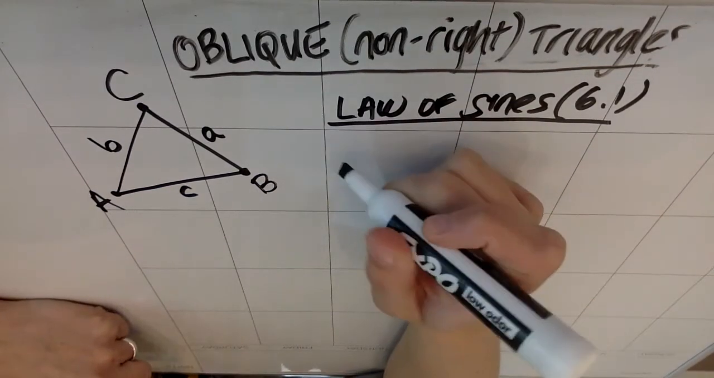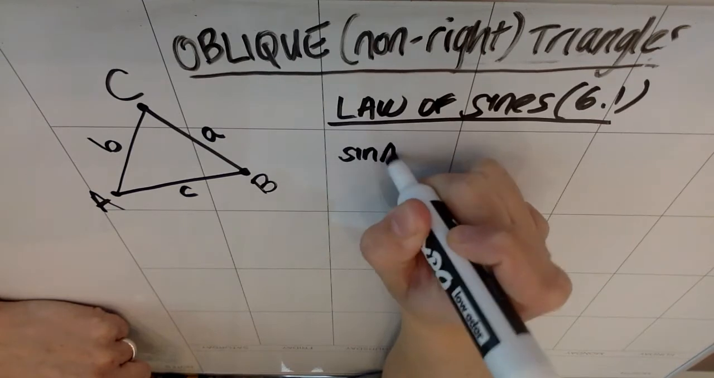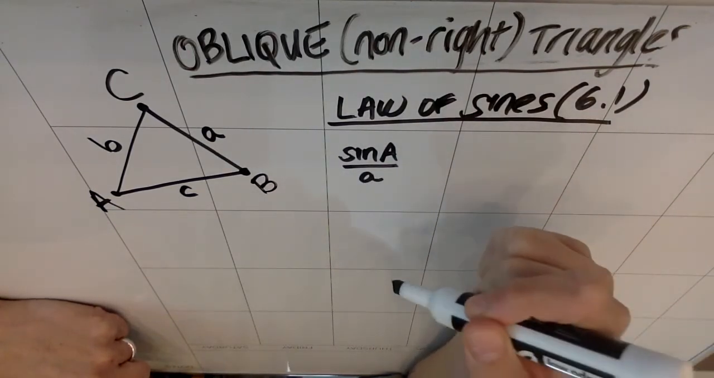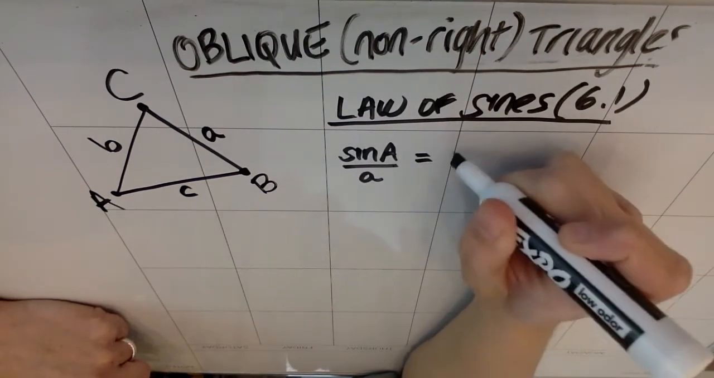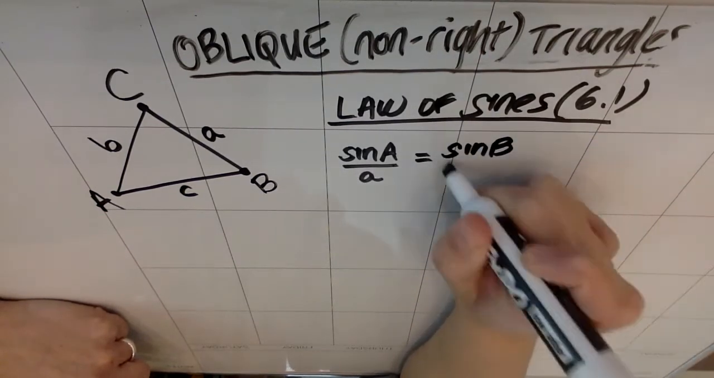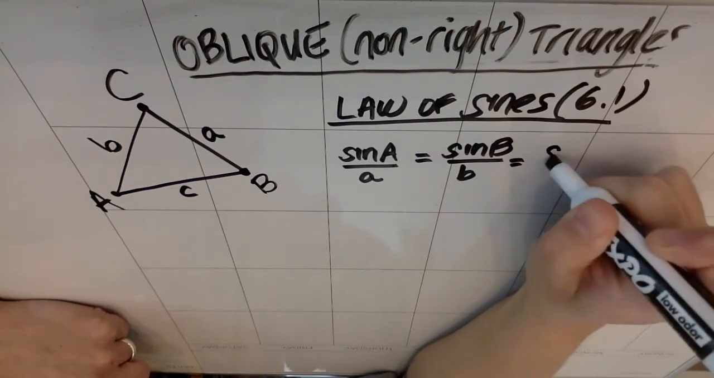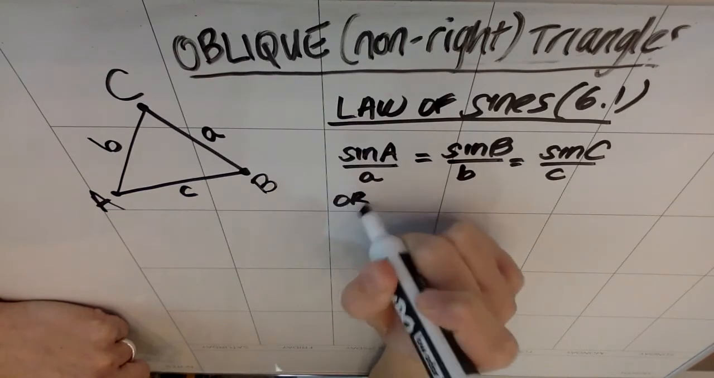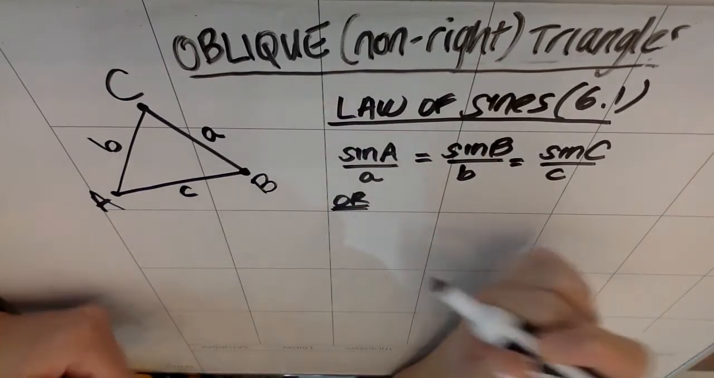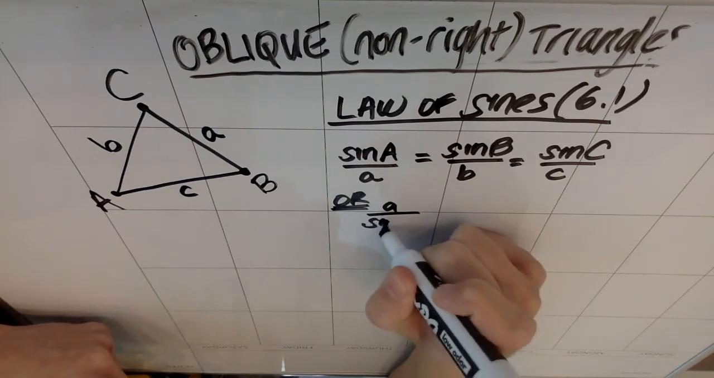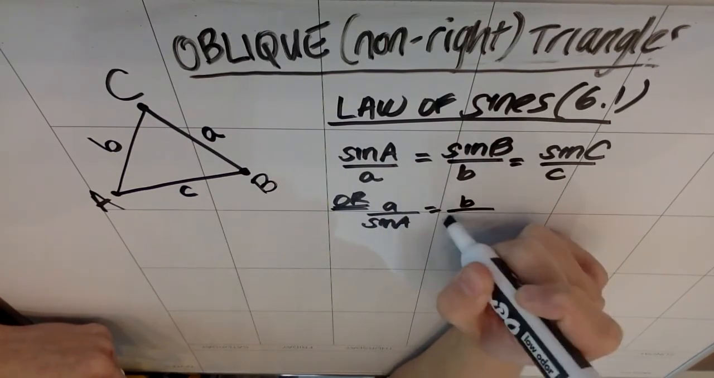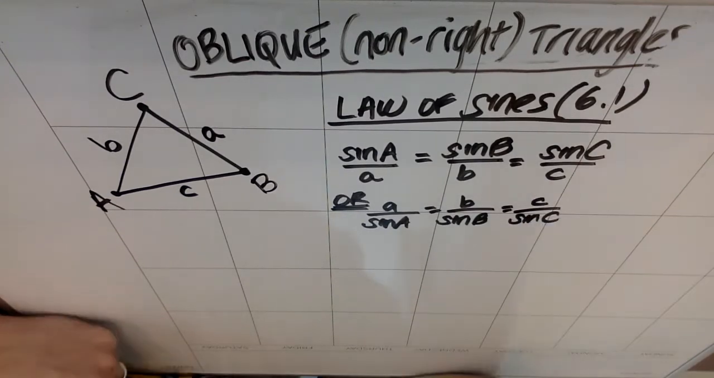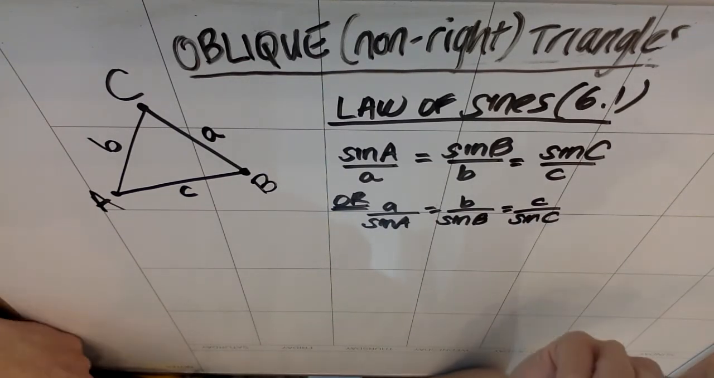So the law of sines says that the sine of angle A over side a, so the ratio of the sine of A to the side little a, is equal to the ratio of sine of big B over little b, is equal to the ratio of sine of big C over little c. Or if you wanted to flip all of those fractions, the reciprocal of this statement would be that a over sine of big A equals b over sine of big B equals c over sine of big C, right? So that's my law of sines.